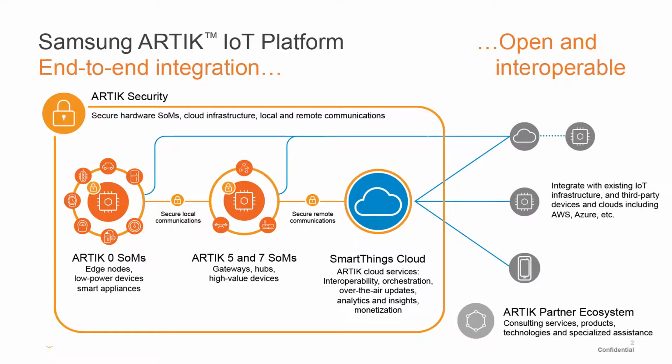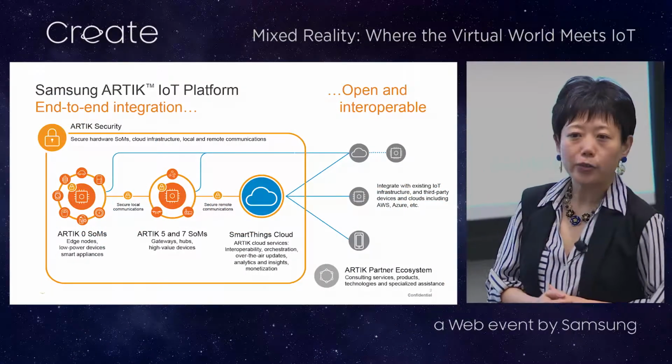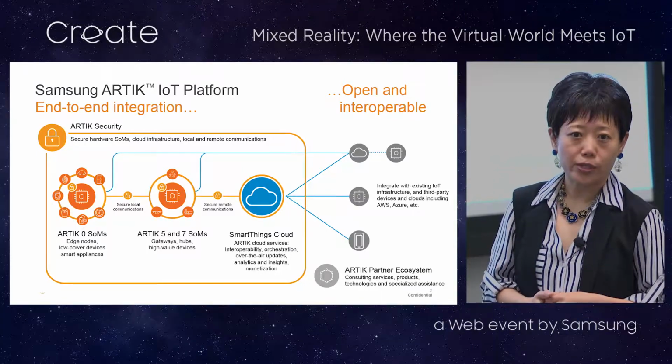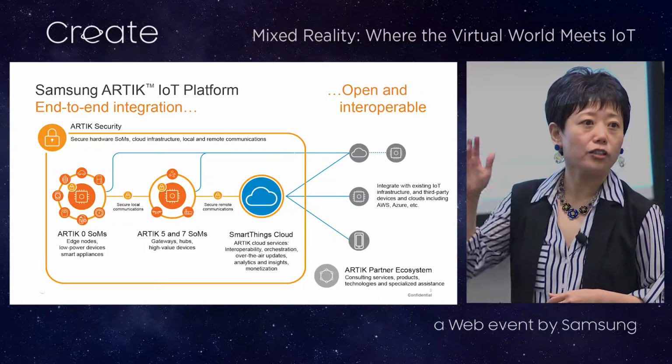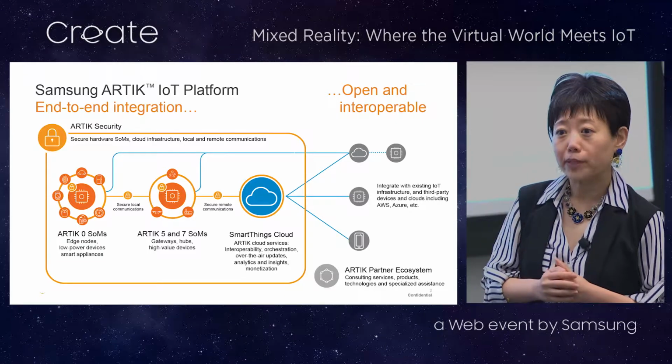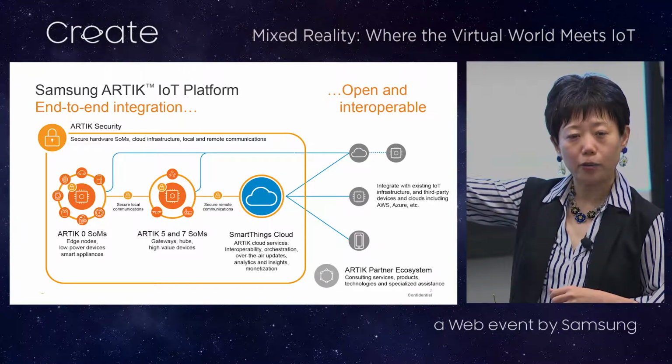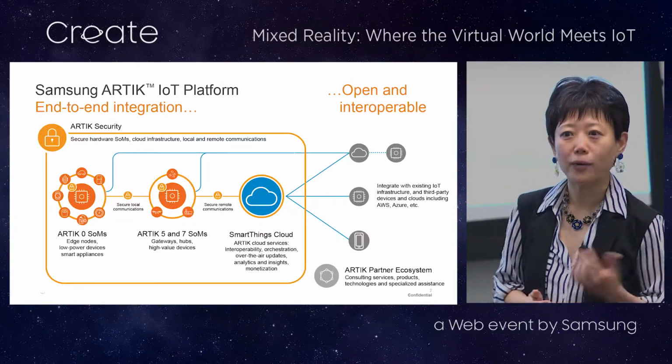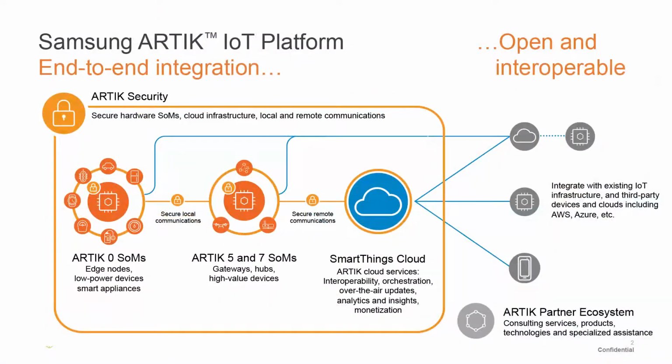In the middle, we have what we call the ARTIK 5 and 7 series. Those are to be used in IoT gateways or hubs. You can use this kind of module to do data aggregation, data filtering before sending the data to the cloud side. Or you can run your edge analytics algorithm or even machine learning algorithm on top of this. We have some demos displayed on the tables outside, so feel free to stop by once the session is over.